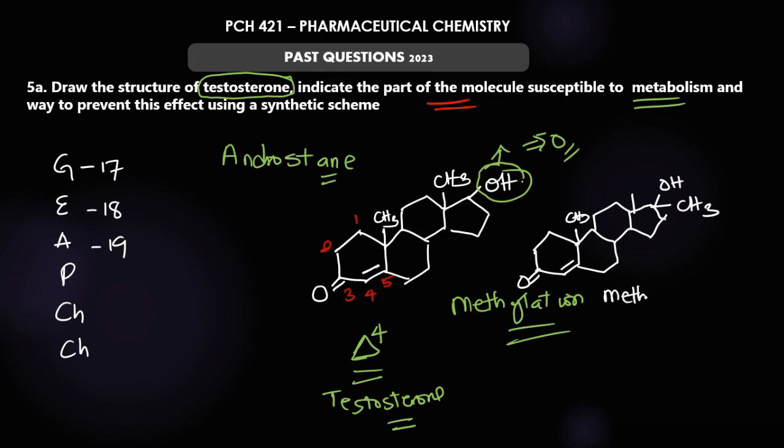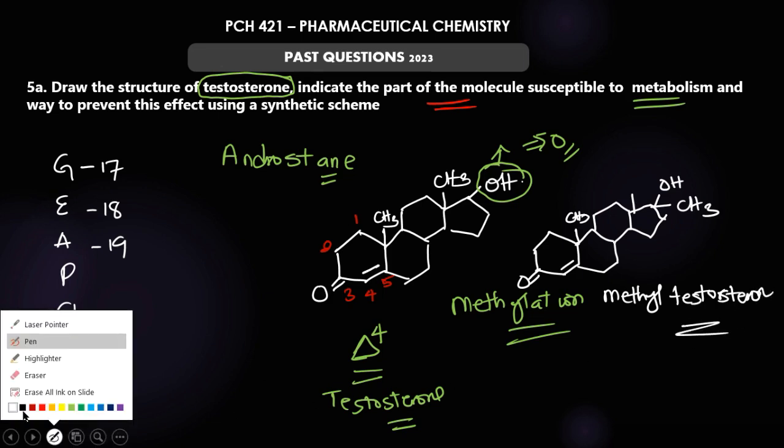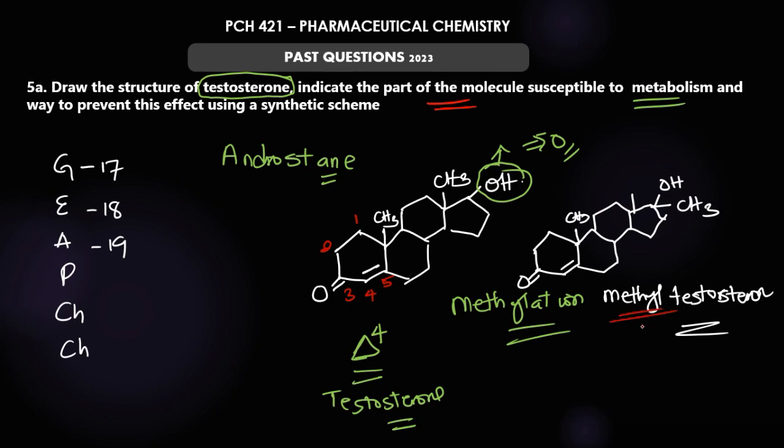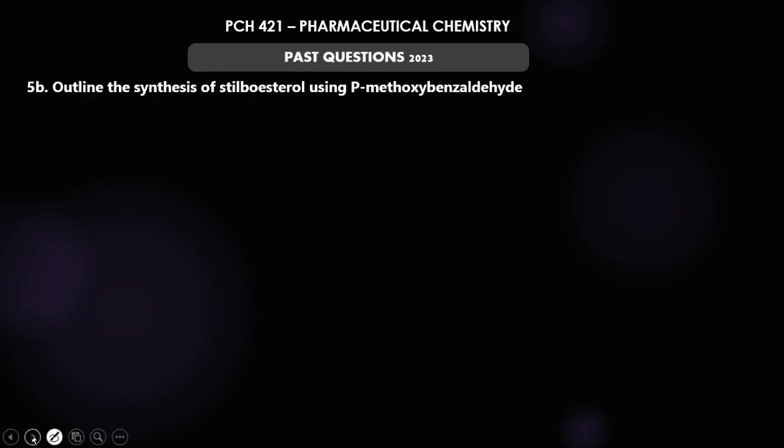This is the structure of methyl testosterone. Methyl testosterone is more stable than testosterone. Is that okay? Methyl testosterone is more stable than testosterone. So that is the way you can solve this particular question. It's a very simple question. Now, the next one.